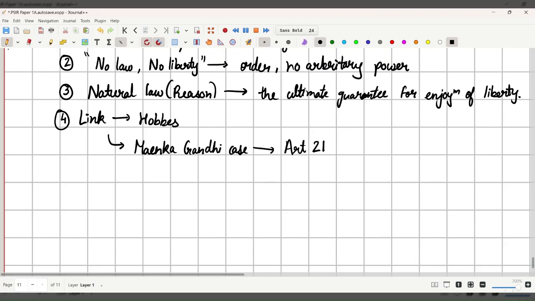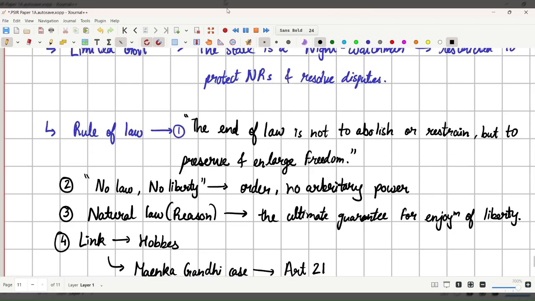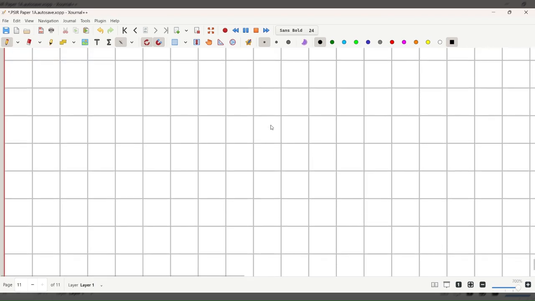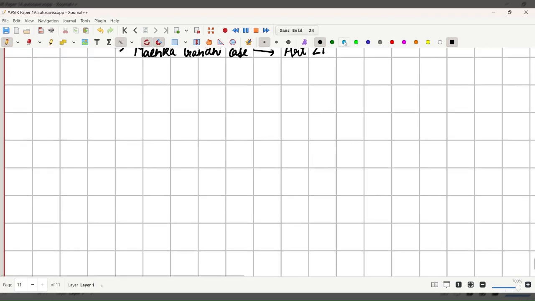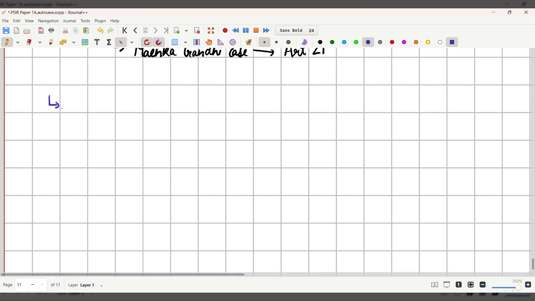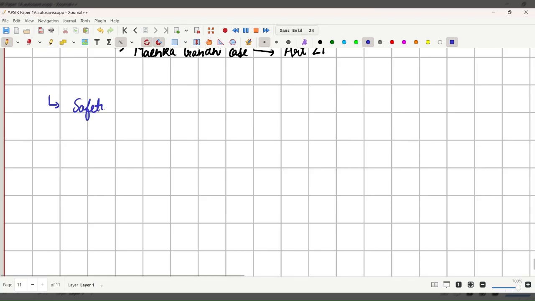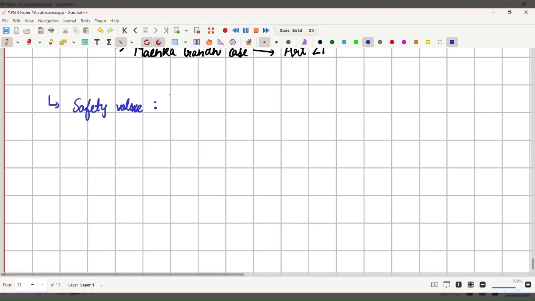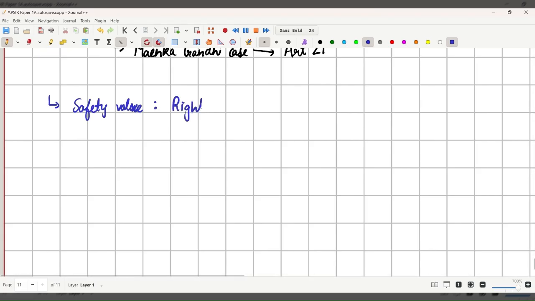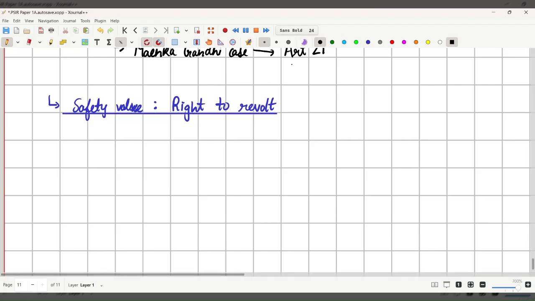He also gives one more feature, and the last feature of a Lockean state is a safety valve, that is the right to revolt. Why does he give the right to revolt? Since government is a trust.